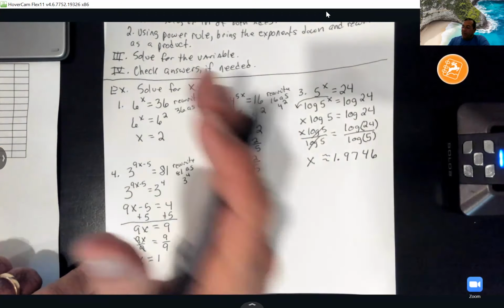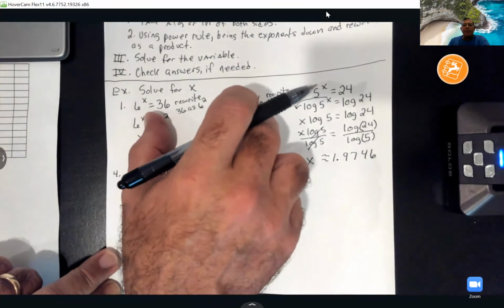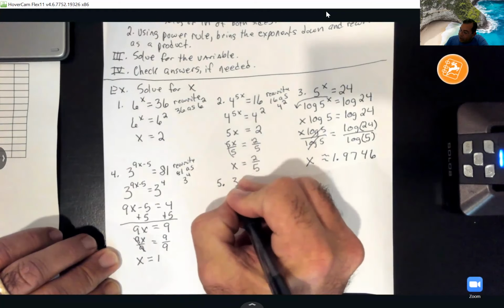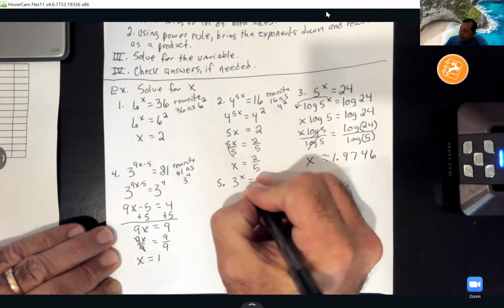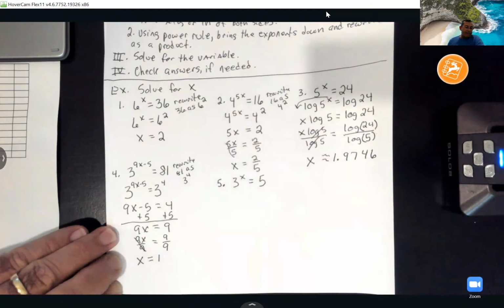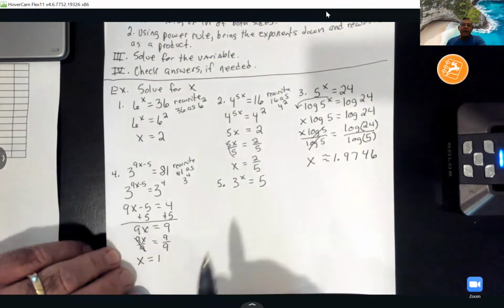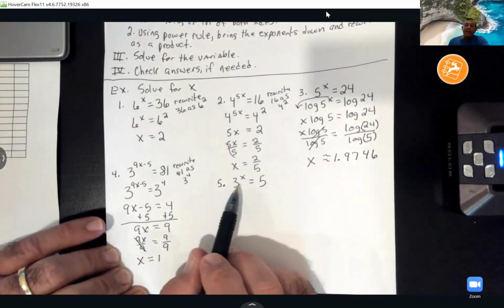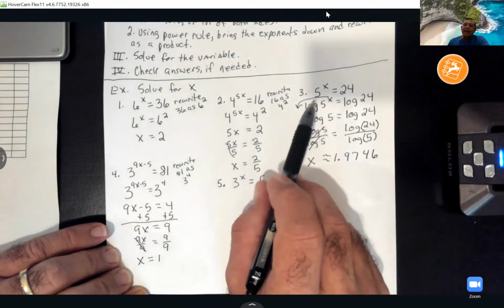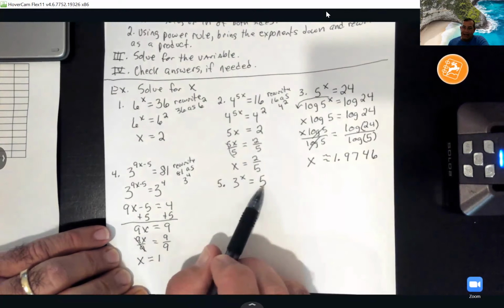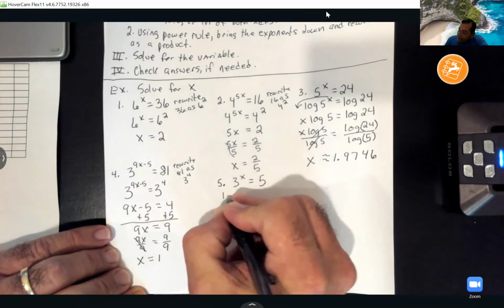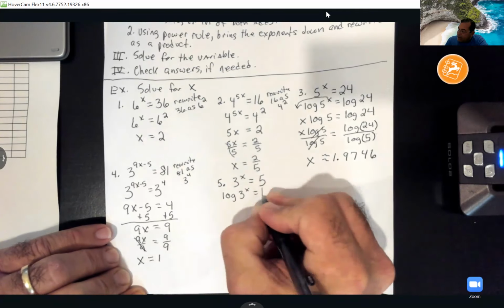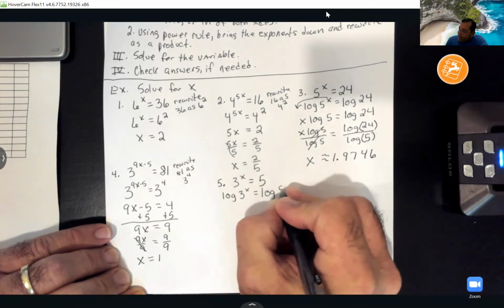All right, y'all. So it's just a matter of either rewriting them with the same base or taking the logs. So here we go. 3 to the x equals 5. Well, guess what? You can't rewrite a 5 using a 3 as the base. So that means we got to take the logs of each side. So you got a log 3 to the x equals log 5.